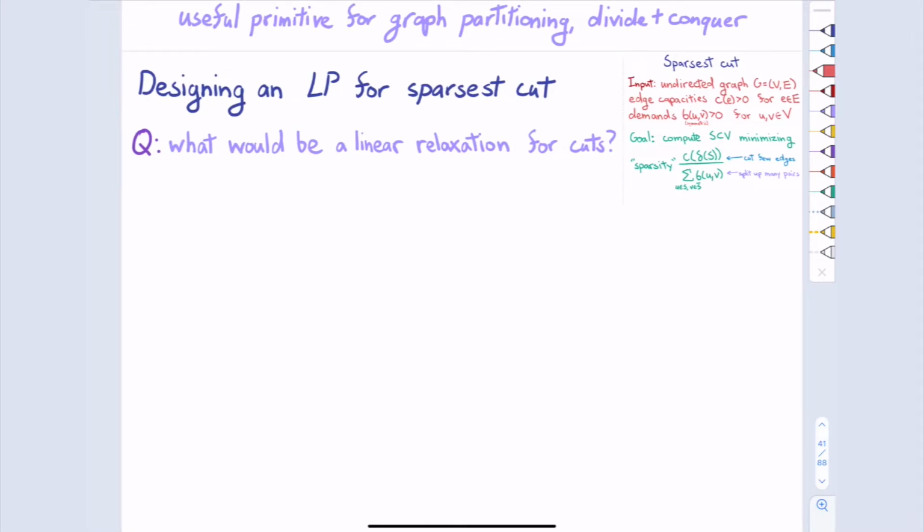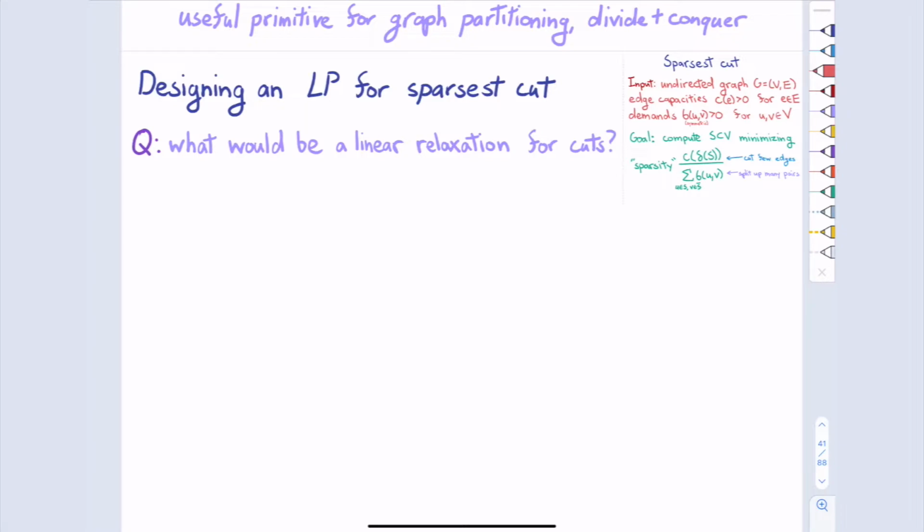All right, so let's look at the sparsest cut problem. Hopefully that's not too small in the top right. Maybe it is. And we're going to try to take an LP-based approach. And so, okay, how do we write an LP for a sparsest cut problem?